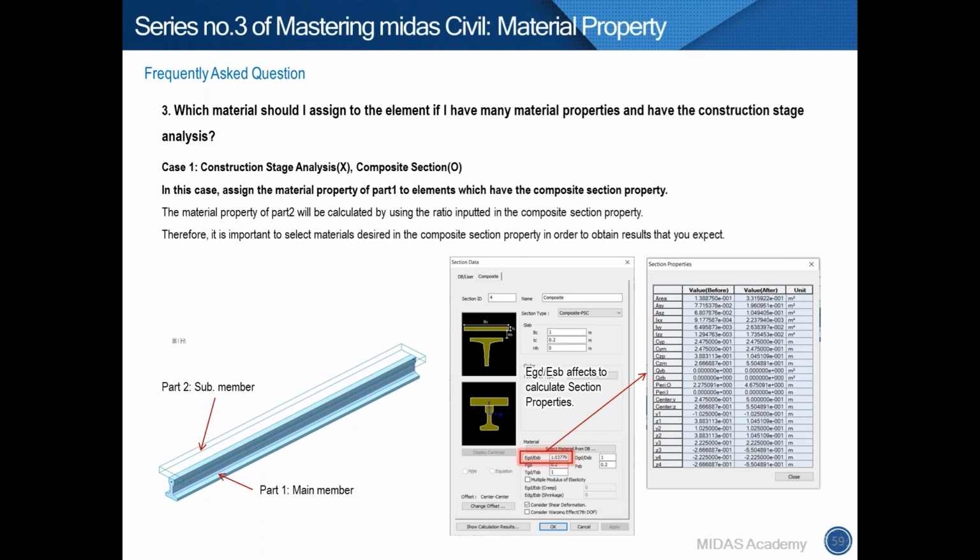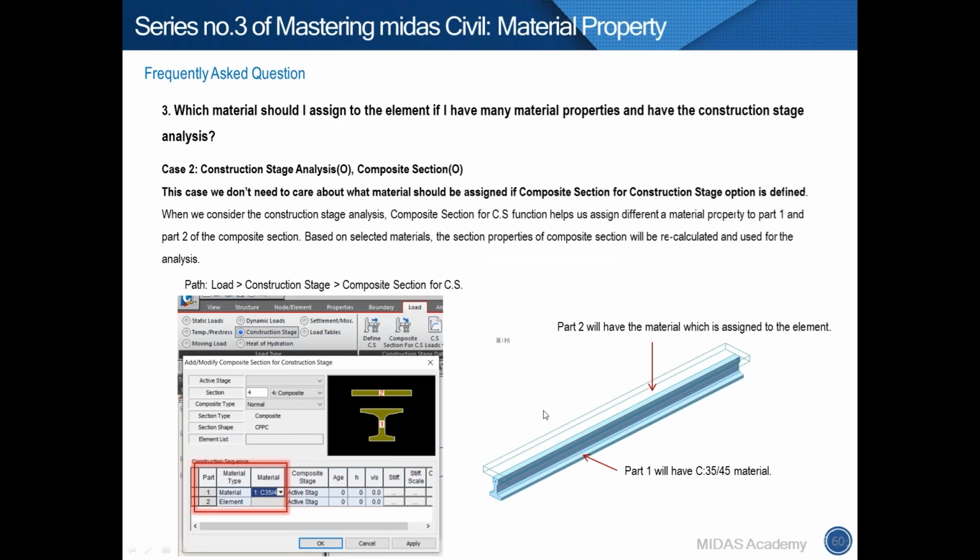In this case, assign the material of the main part, such as a girder, and the sub part will be recalculated with the ratio of material in the section to define the equivalent transformed section. So in this case, the main part is the girder section, and the sub part is the slab.